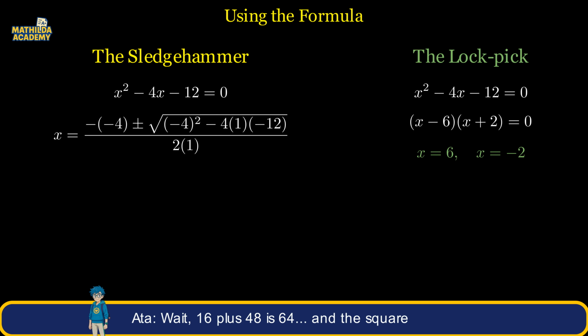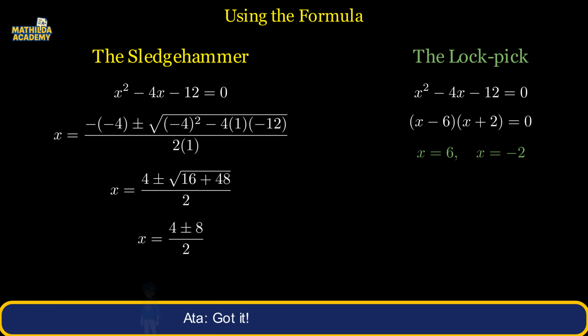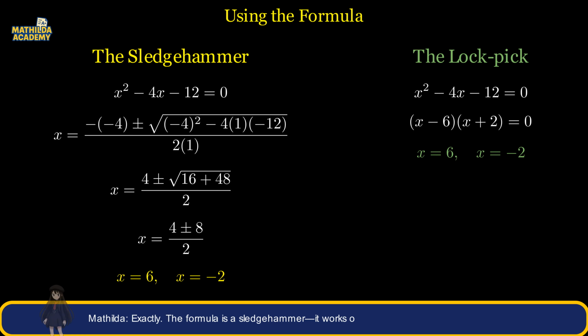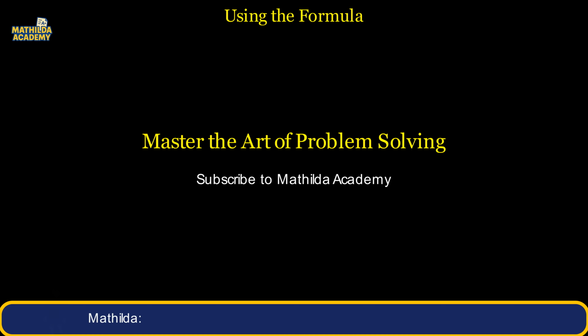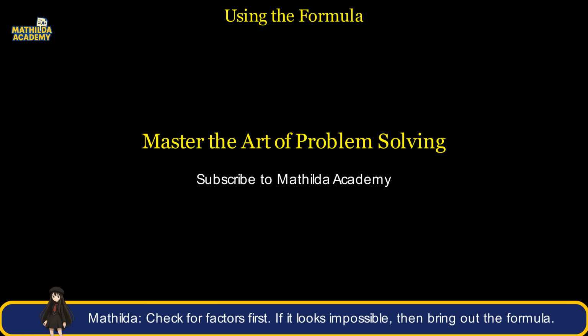Wait, 16 plus 48 is 64, and the square root of 64 is 8. Got it. 6 and -2. Same answer. Exactly. The formula is a sledgehammer. It works on everything, but it's overkill for nice problems. Check for factors first. If it looks impossible, then bring out the formula.